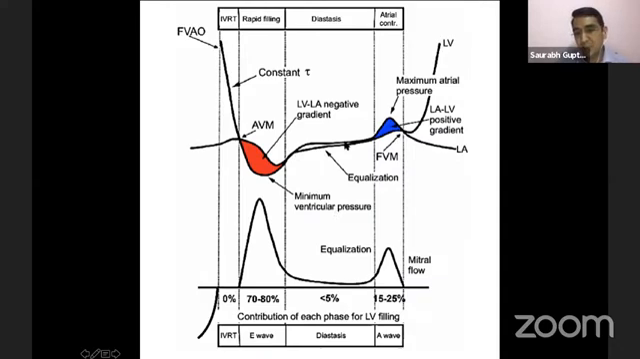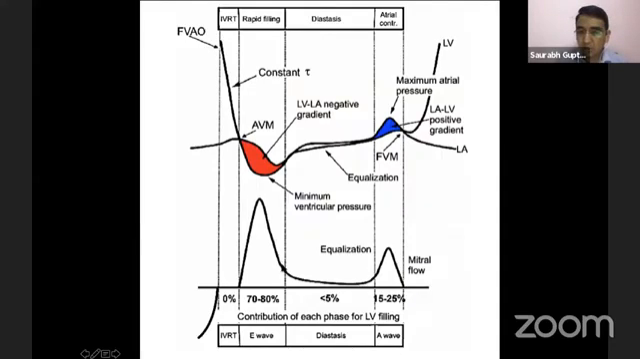Then there is equalization in between, which is the period of diastasis. And later on, during atrial contraction, there is again a rapid filling phase, which coincides with the A wave. And this is the point where we generally take the LVED.